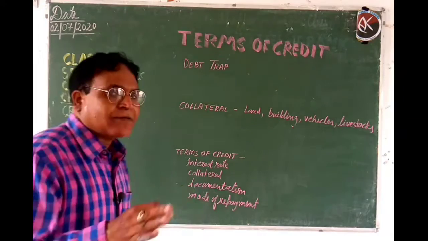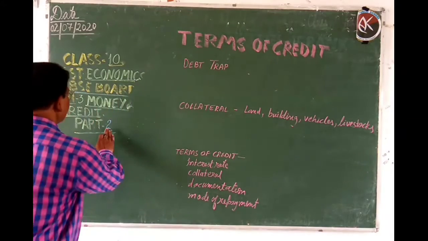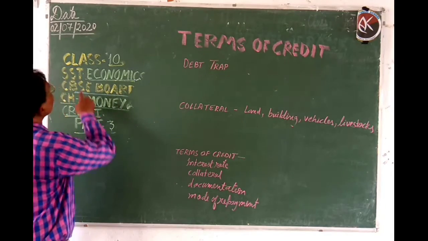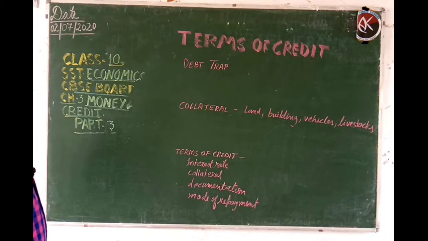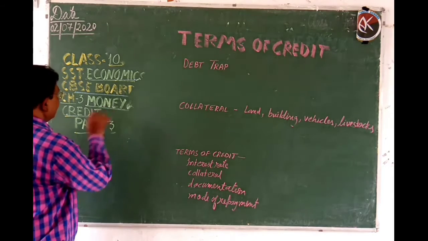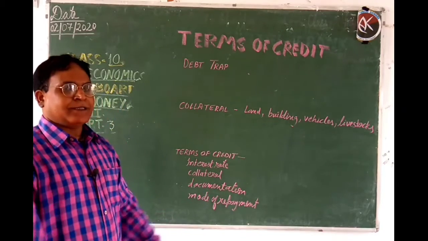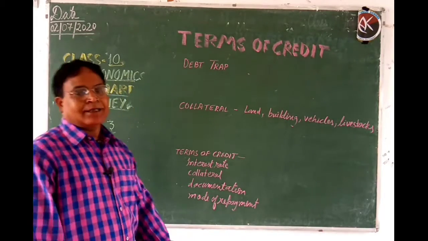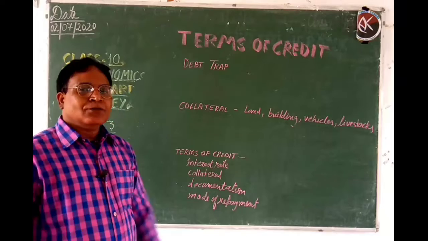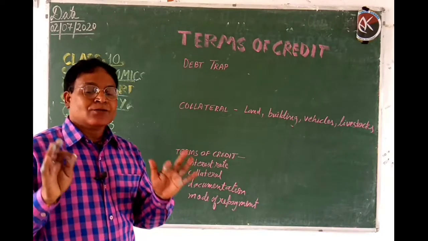Well, students, welcome to part 3 of economics, class 10th SST. The chapter is Money and Credit. Children, in the previous section, part 2, we had discussed how people used to take loans from various sources.